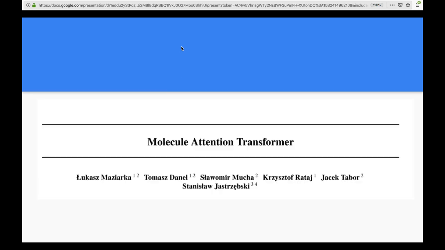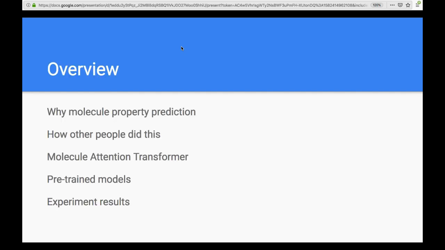So this paper is called Molecule Attention Transformer. Basically, it's a special type of transformer. They modify the attention mechanism in a normal transformer a little bit, so it works better. This paper is mainly from authors in Poland, and also some authors from the US. Okay, so let's see the overview of this paper.